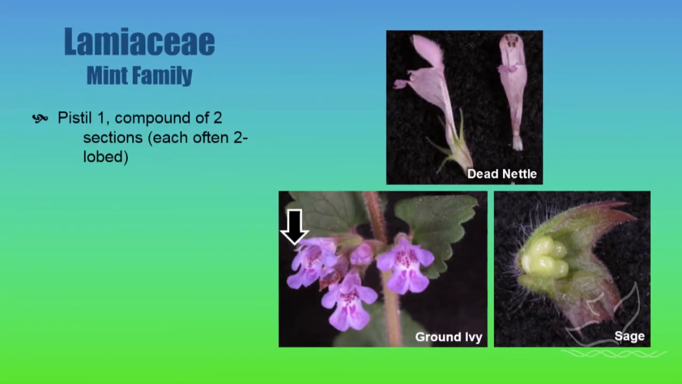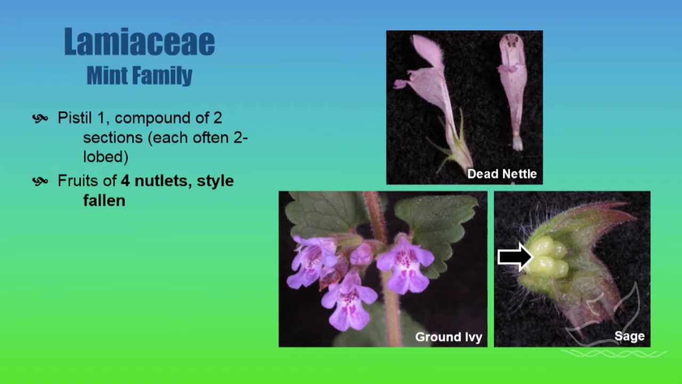The pistil is one and compound, composed of 2 sections, like in the Rubiaceae, but this is really quite different in that the sections in the members of the mint family you're going to see are divided into 2 sections again. So in other words, each section of the ovary is 2-lobed. So that means when the fruit's formed, you end up with 4 nutlets, 1 seed in each of these segments of the ovary. So there were 2 sections, each with 2 lobes. Each lobe has 1 seed each. So you have 4 one-seeded nutlets.